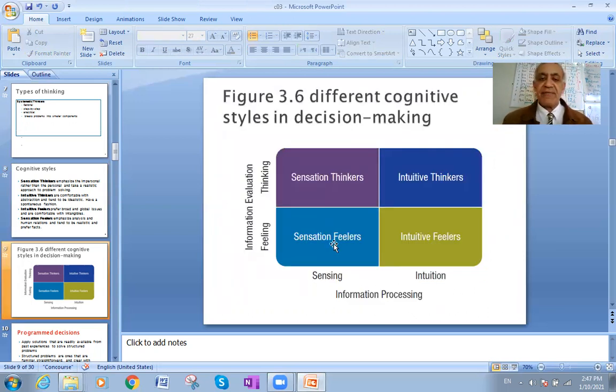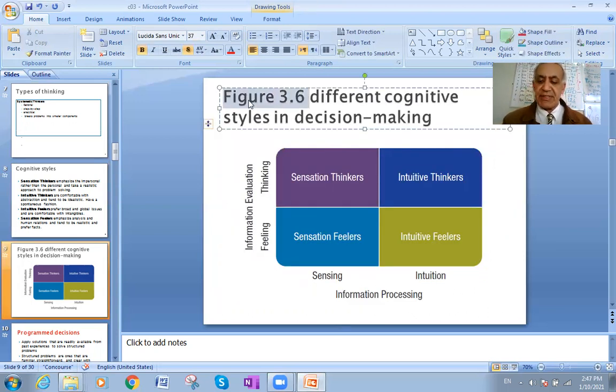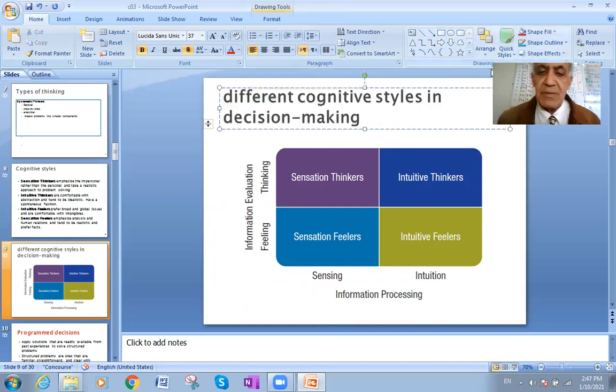Here is a figure which lets us see the different cognitive styles of decision makers. We have sensation thinker, sensation feeler, intuitive thinker, intuitive feeler. We have the four types. So this is the information processing.